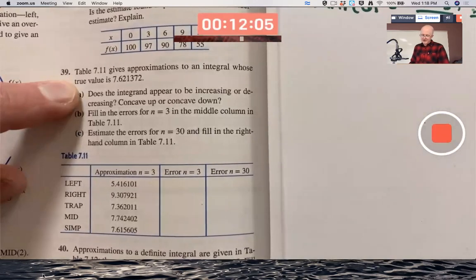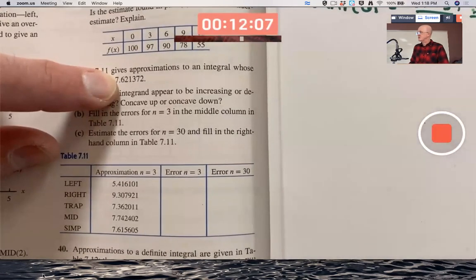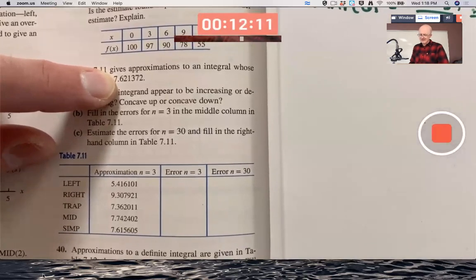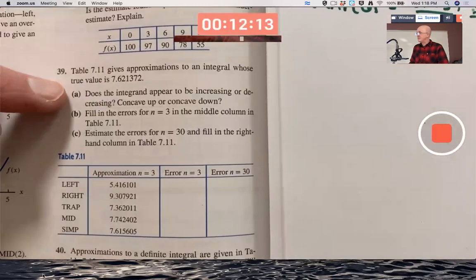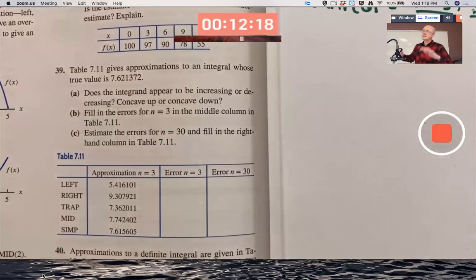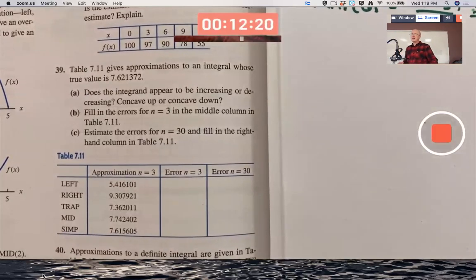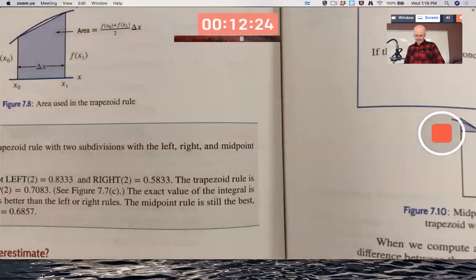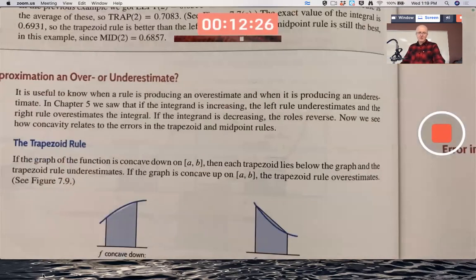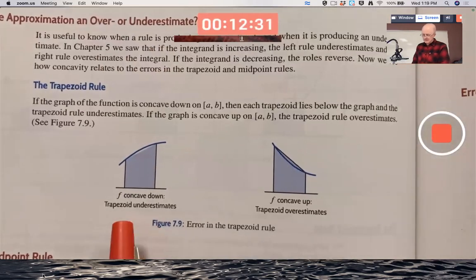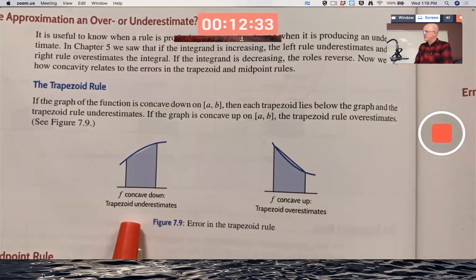Does the integrand, they don't put the word function in there, but it's assumed you know integrand means the function you're integrating, and you can tell from the context, appear to be increasing or decreasing, concave up or concave down. That's where these pictures that we drew on Monday are relevant, and they are in the book, page 400. We'll think about the trapezoid and midpoint rule because those are a little harder.